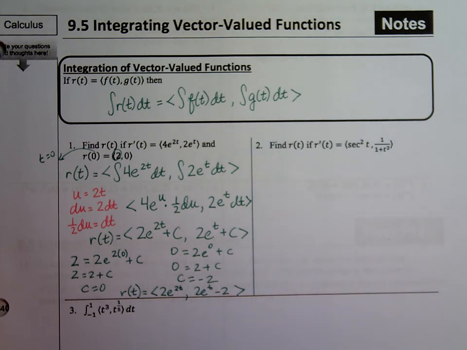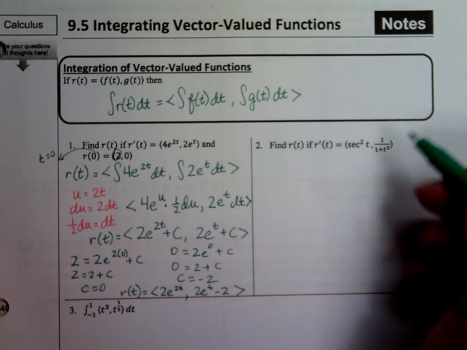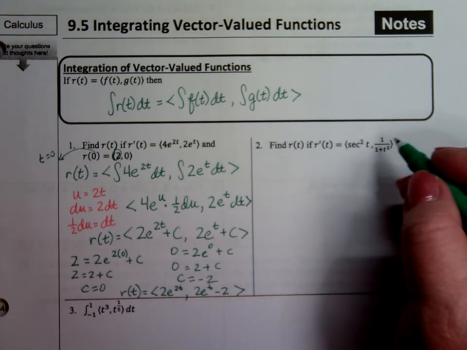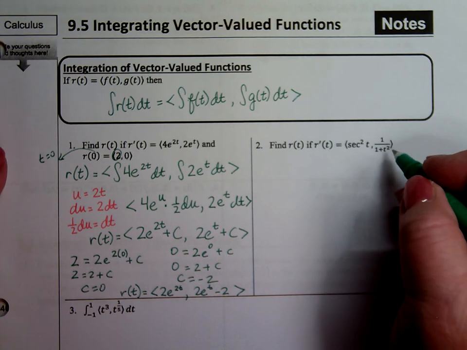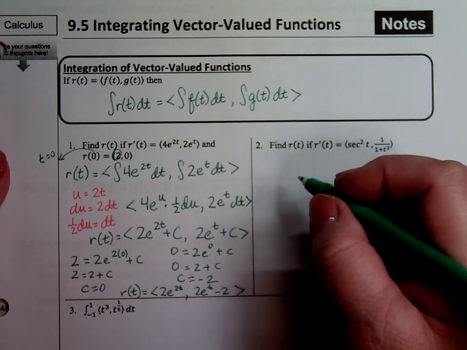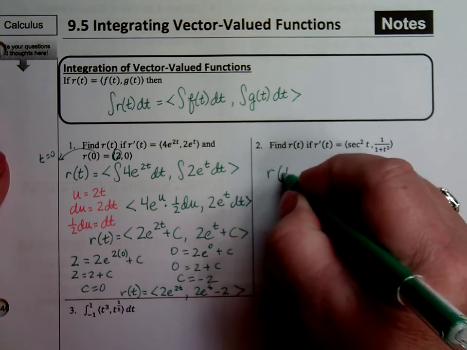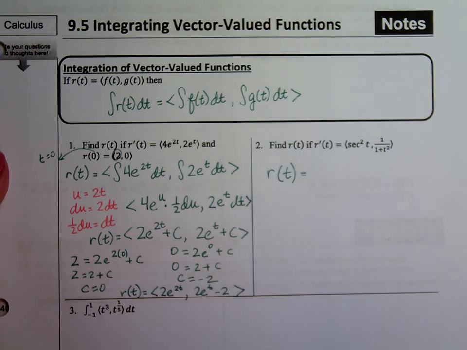All right, let's try this one. Find r of t if r prime of t is secant squared t, comma 1 over 1 plus t squared. You got to think about your integrals, right? R of t, I'm going backwards. R of t.